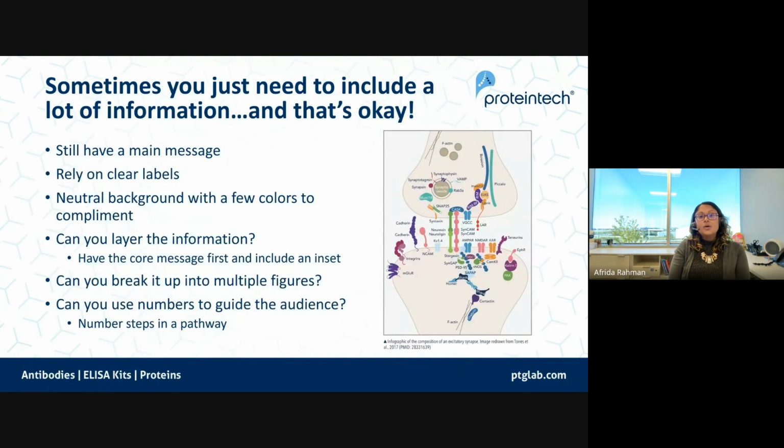Sometimes when you are generating an infographic, you might need to include a lot of information, and that's really okay. You just need to be strategic with it, right? This is a good example of an infographic that we have on our synaptic proteins flyer. The synapse is very, very complicated. There's a lot of proteins and receptors that are involved. So here we're showing just that, how complex the postsynaptic density and presynaptic density can be.